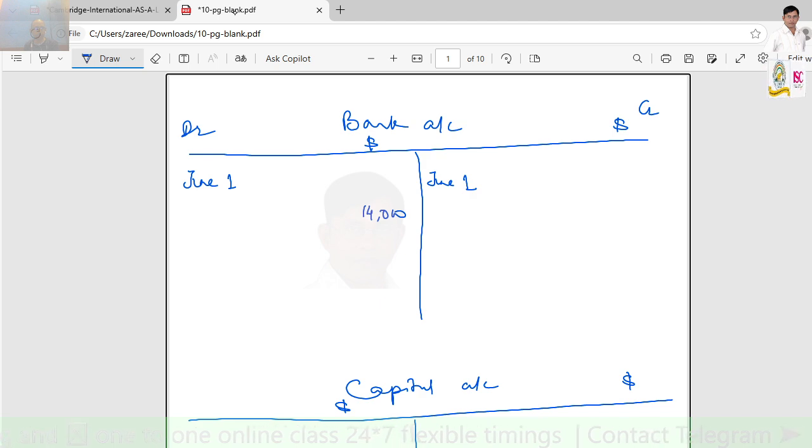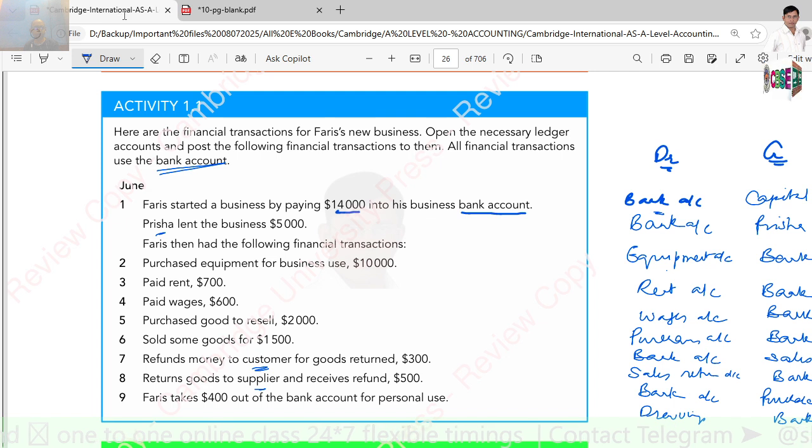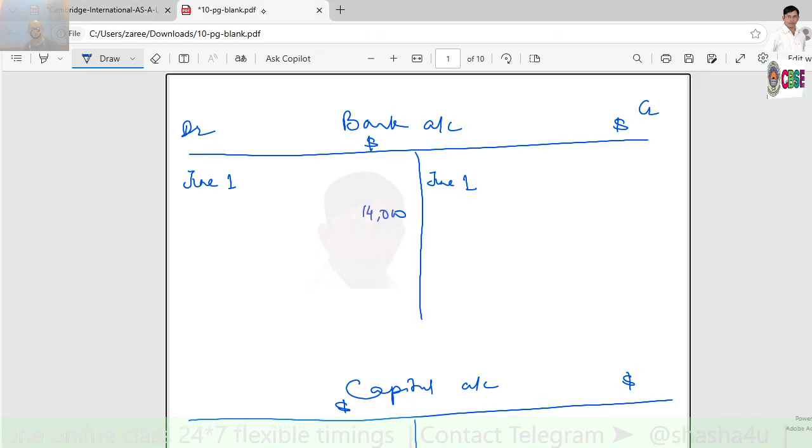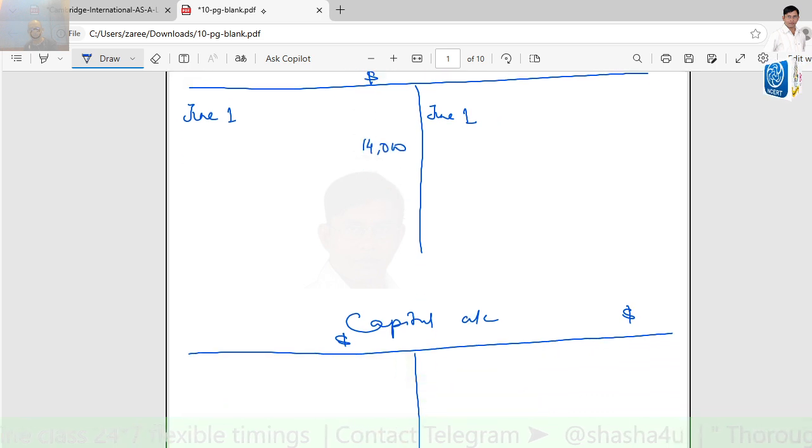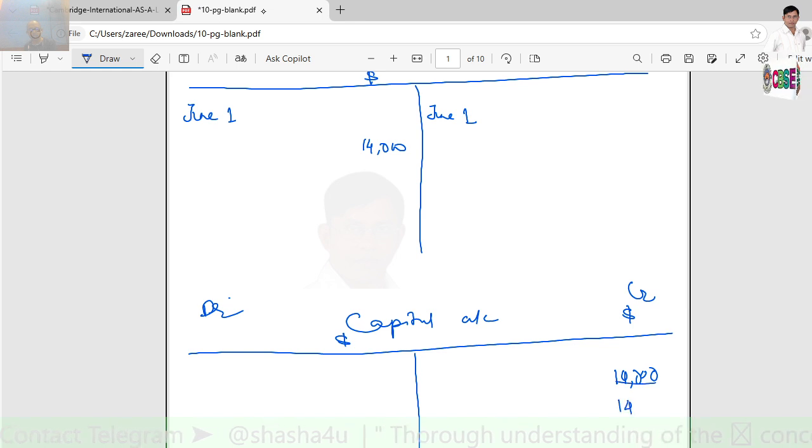So bank account is debited, and which account is credited? Capital account is credited. So capital account is credited 14,000. This is the meaning. See, bank account is debited, capital account is credited.